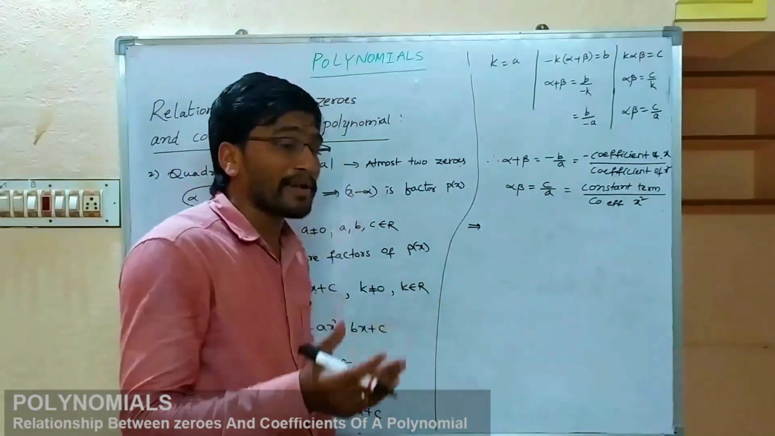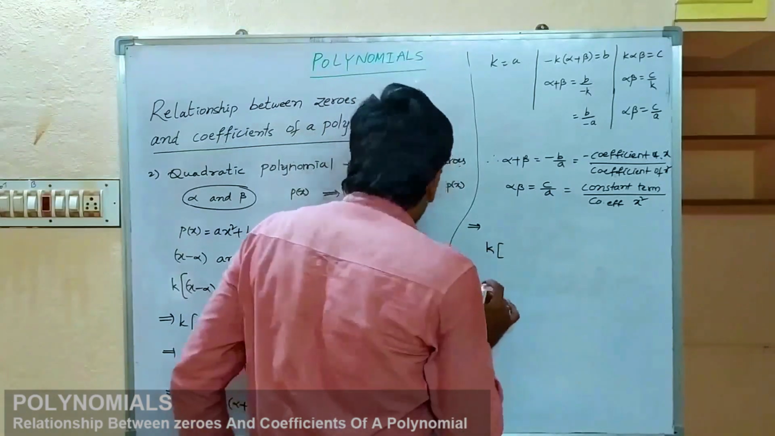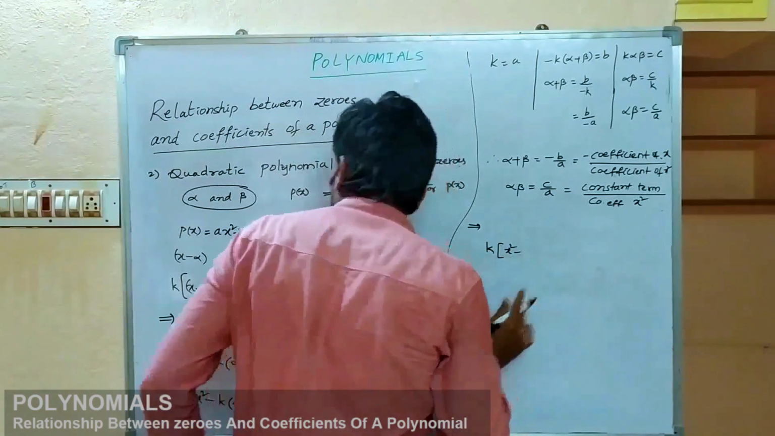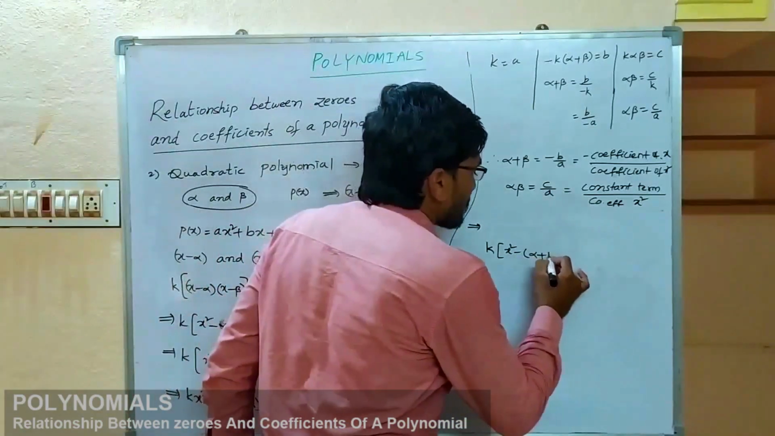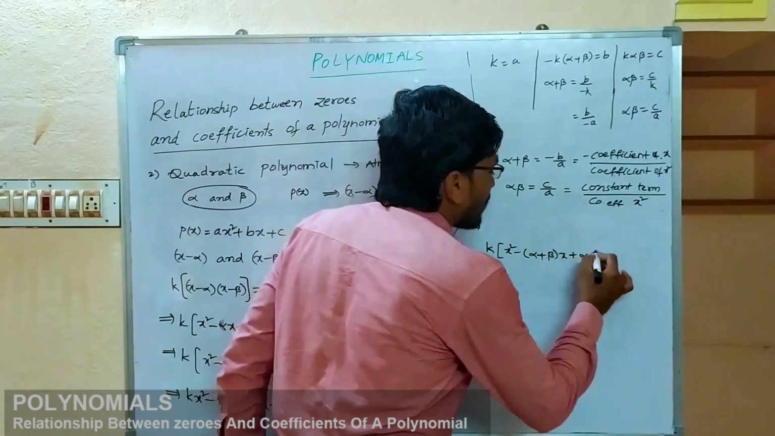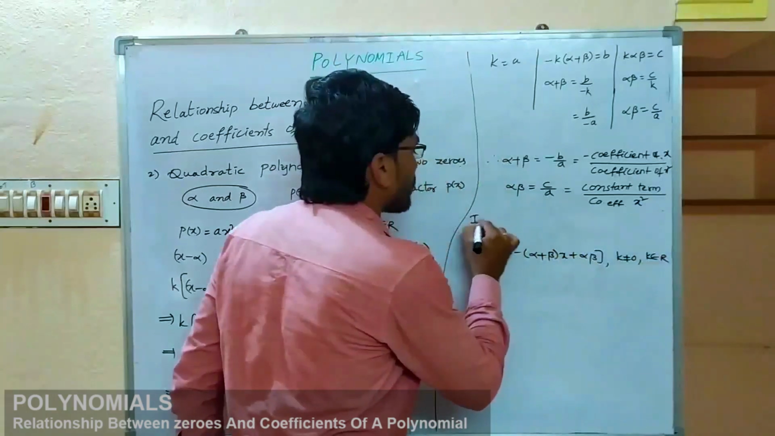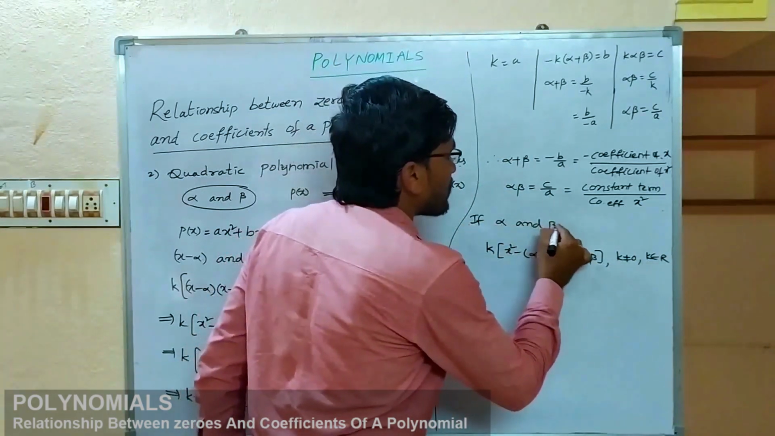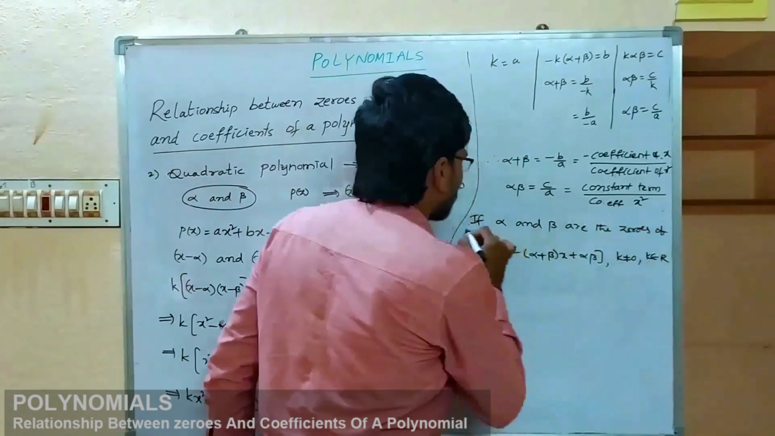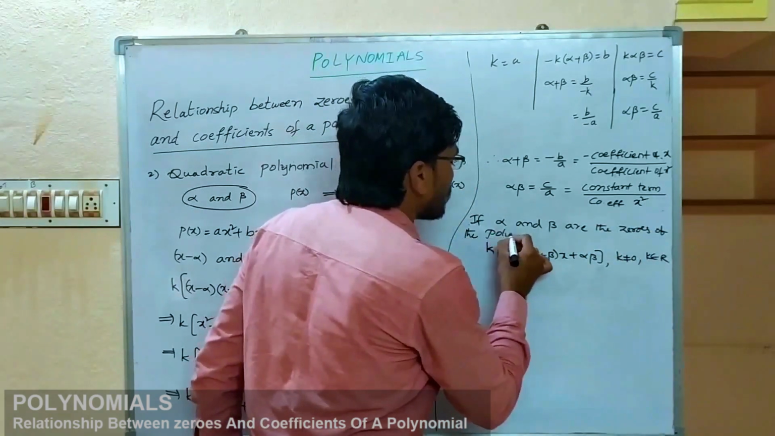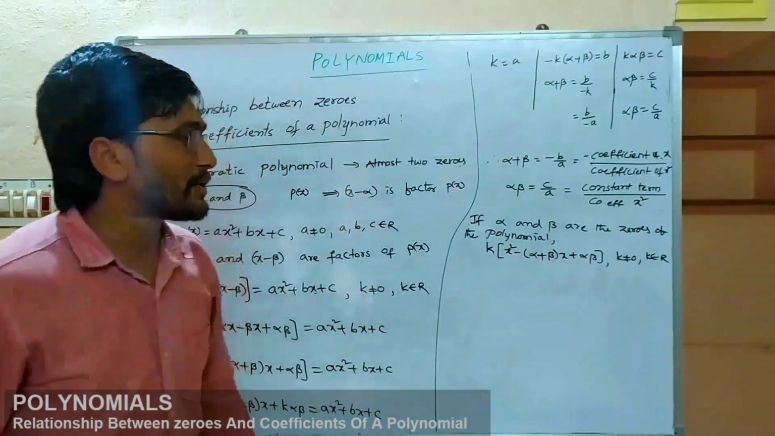Find the quadratic polynomial whose zeros are alpha and beta. So at that time we can find it by using this formula: k into x square minus alpha plus beta into x plus alpha beta, where k not equal to 0, k belongs to R. If alpha and beta are the zeros of the polynomial, then the quadratic polynomial is k into x square minus alpha plus beta into x plus alpha beta.